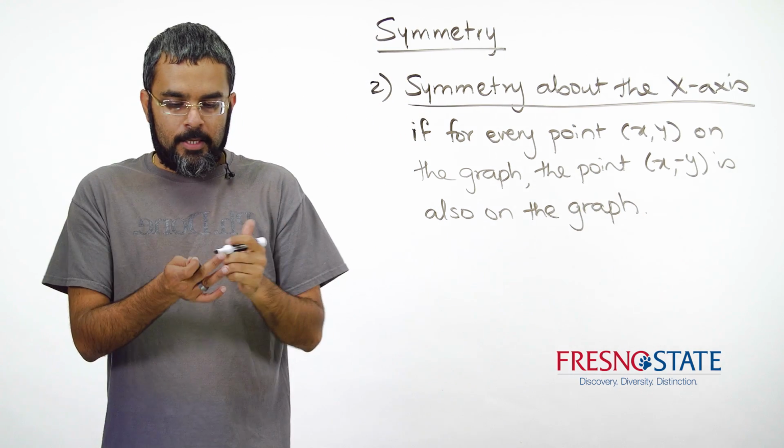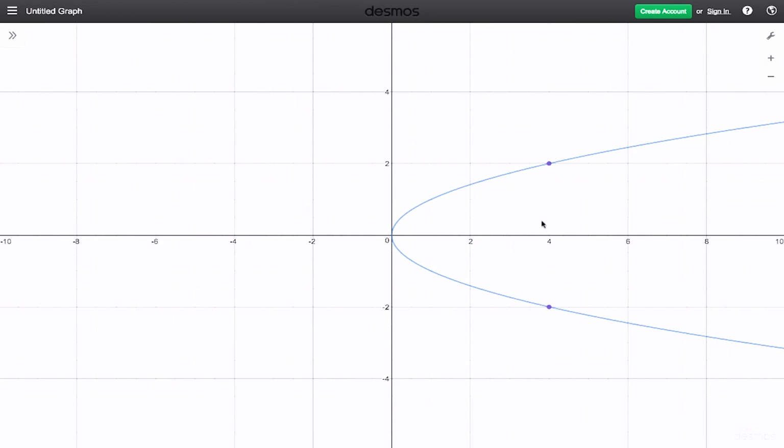Okay, so let's take a look. Here we have a graph. We see that the point (4, 2) is on the graph, and we also notice that the point (4, negative 2) is on the graph, right? And so we can say that this graph is symmetric about the x-axis.